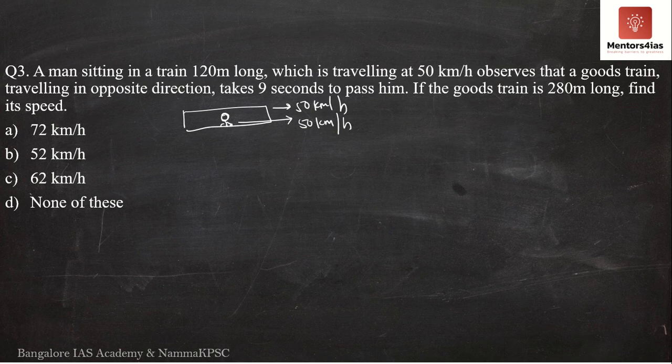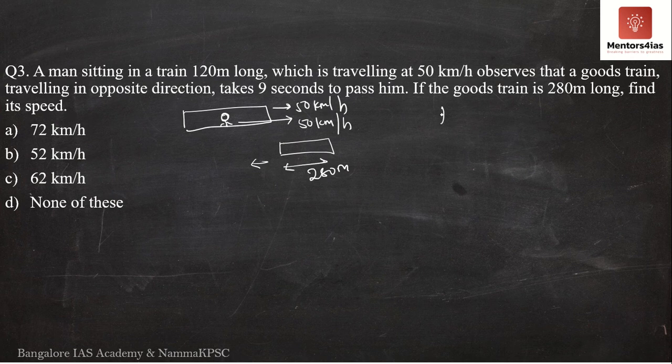Now the person sitting inside the train observes that there's a goods train which is traveling in the opposite direction, and the train takes 9 seconds to pass him entirely. So if the goods train is 280 meters long, find its speed. We have to find the speed of the goods train over here.